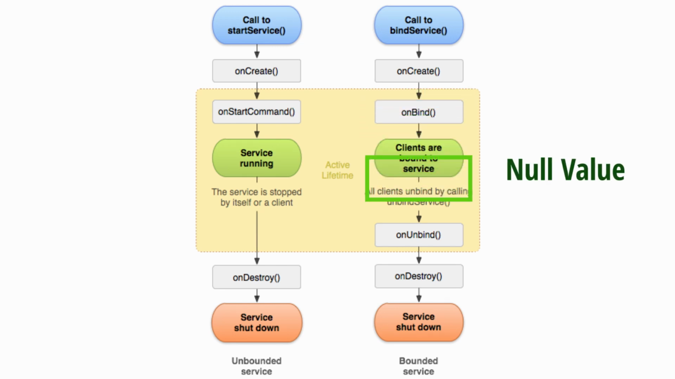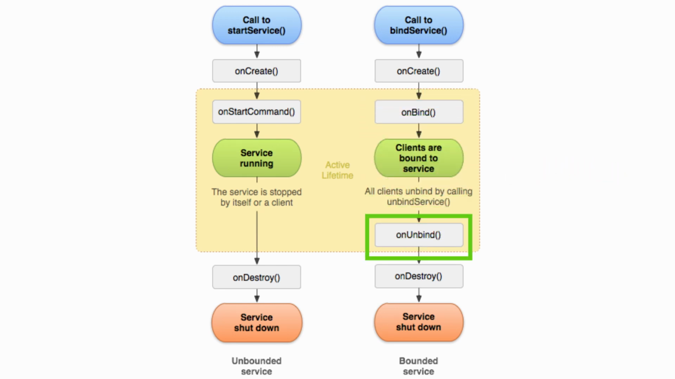The onUnbind method is where the clients disconnect from the service, or the component disconnects from the service. After that, it will proceed to the onDestroy method, as it will clean up, the call for the system, and destroy the service or shut down the service.